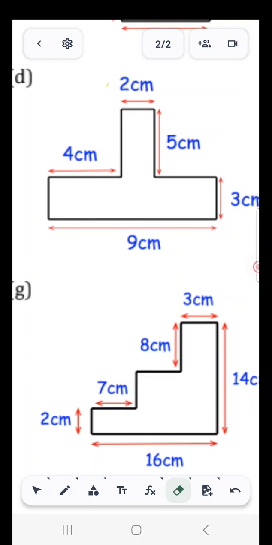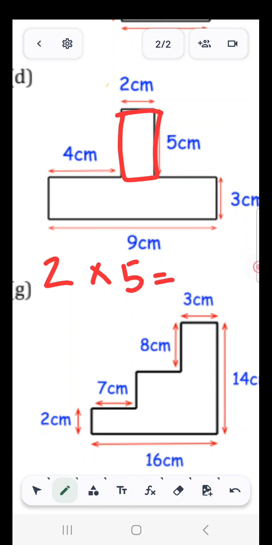As soon as we are moving further on the questions, the shapes are becoming complex and complicated. My first duty is to divide the shape into 2 parts, especially while you are dealing with rectangular shapes. So the upper rectangle, its length is clearly visible, it is 2, and the width is 2 and the length is 5.